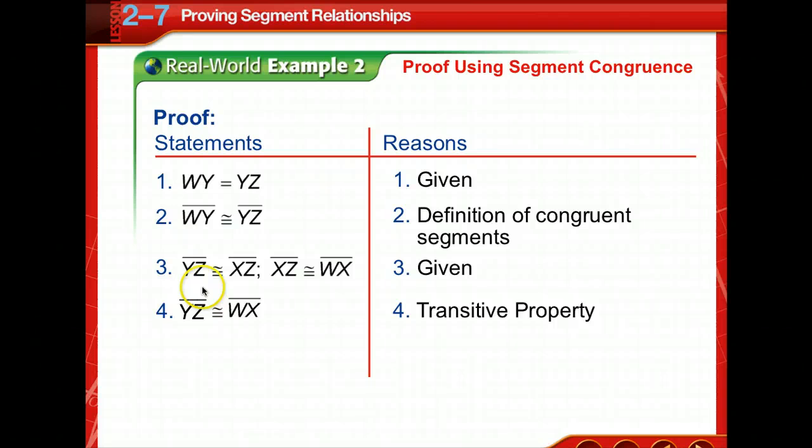Okay, so now we can say that WZ is congruent to WX, because since they're both congruent to XZ, we can say they're congruent to each other by the transitive property.